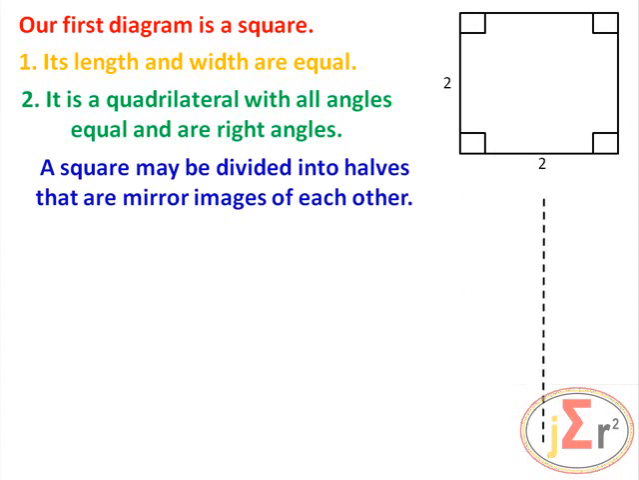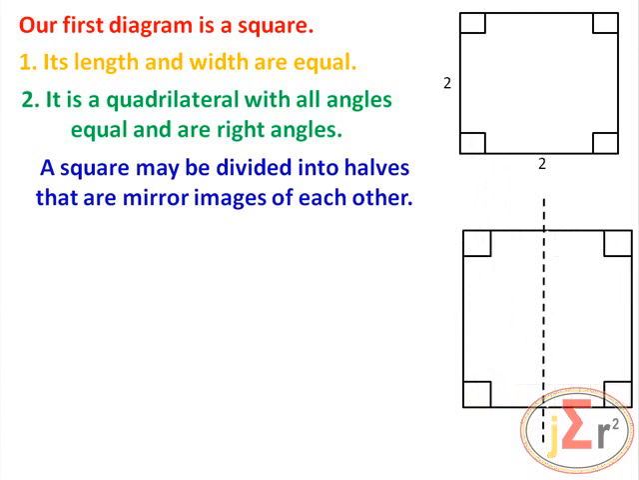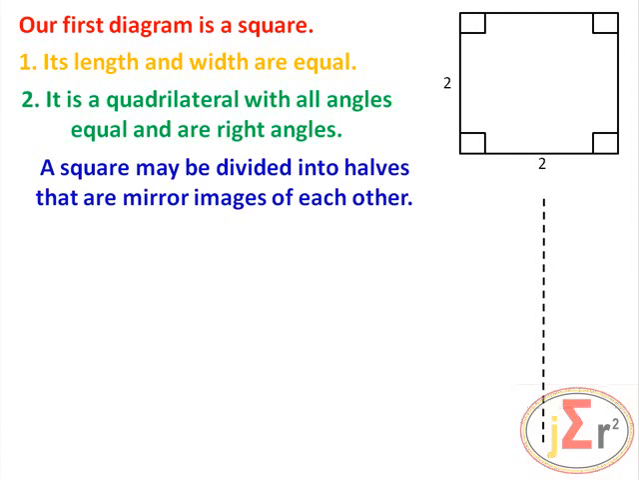How do we know that? Because we can take one half of a square and reflect it in a mirror line, and the other half will be generated in such a way that we receive the entire figure to be a square. So a square may be divided into halves that are mirror images of each other.